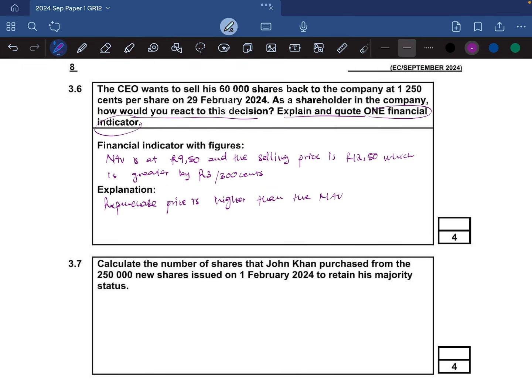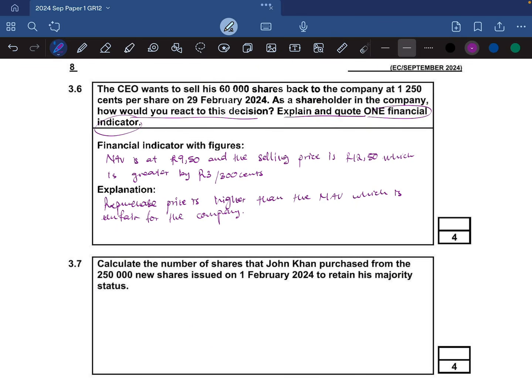Because we've talked about the NAV here, we could just stick to the NAV, or you could talk about the market price if you choose to. This is unfair for the company. It's a bit unfair to buy shares at a higher price.